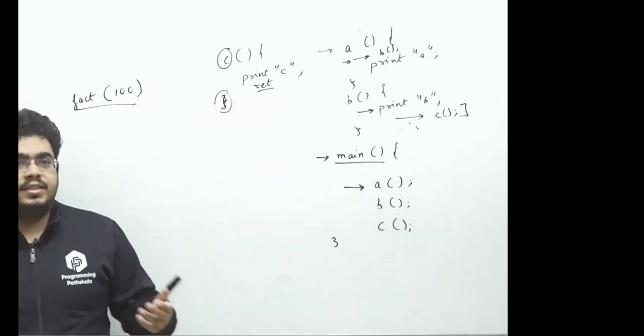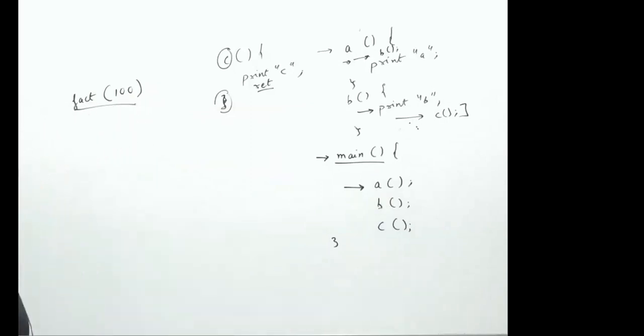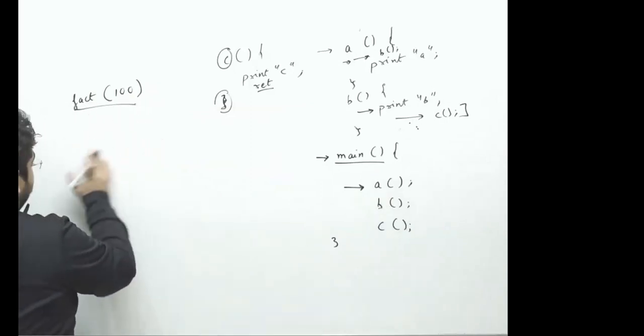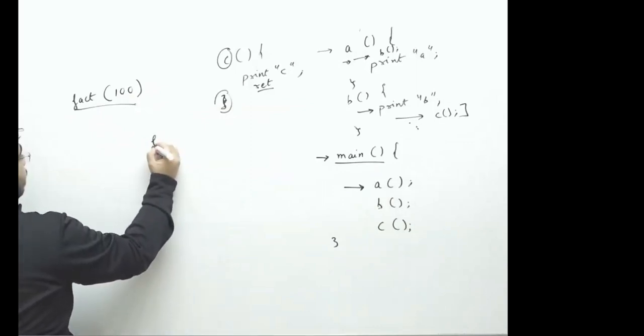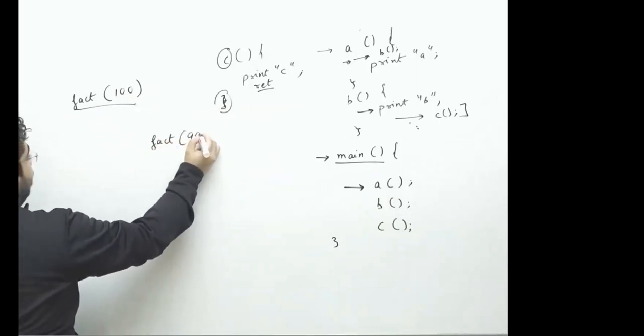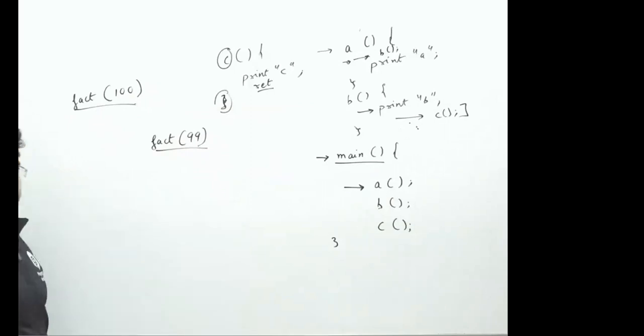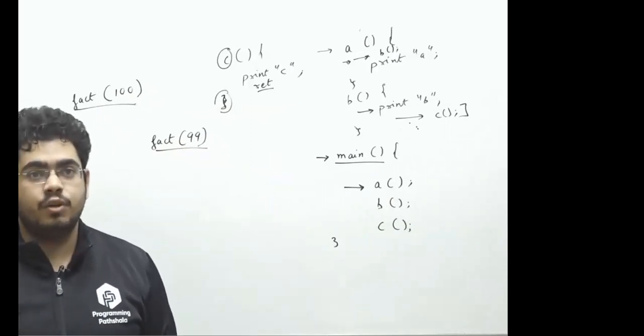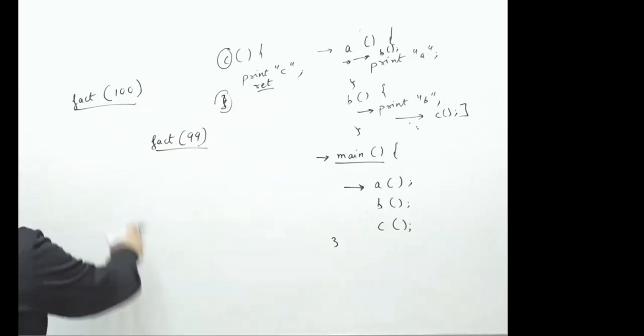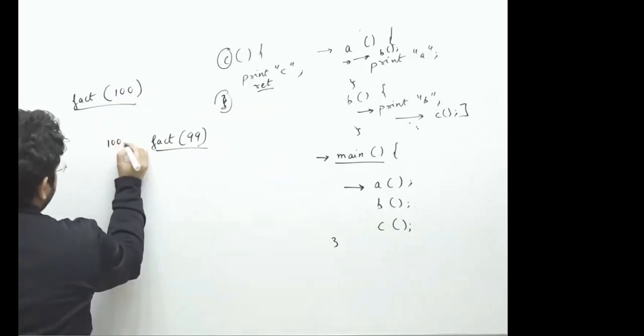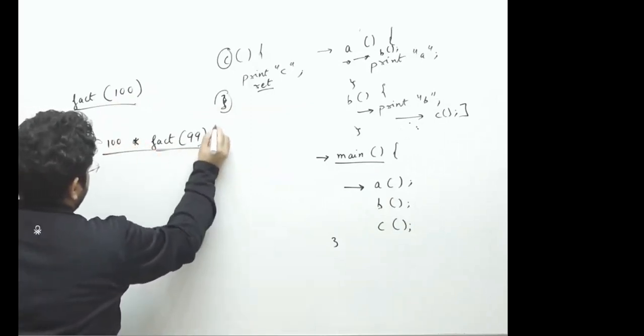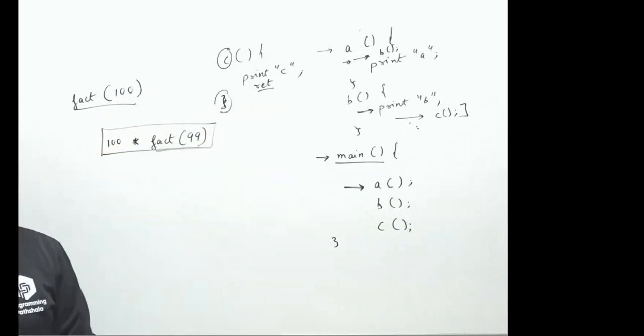Okay. Now let's say you have some good friends with you and you tell one of your friends, please calculate factorial 99 for me. And what I would do is I would simply multiply my 100 to it. And that would be my 100 factorial.